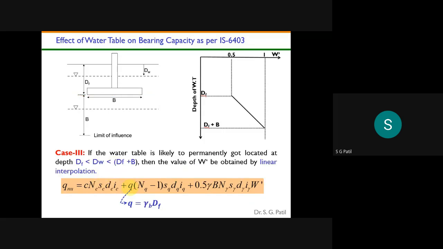Case number 3. If the water table is somewhere here in the monsoon, but once summer starts, it may reduce and come up to this level. Then what change do you have to apply? You have to do a linear interpolation between 0.5 and 1. So your W dash will vary between 0.5 and 1, your gamma will become gamma saturated, and your Q will be bulk density into depth of footing.